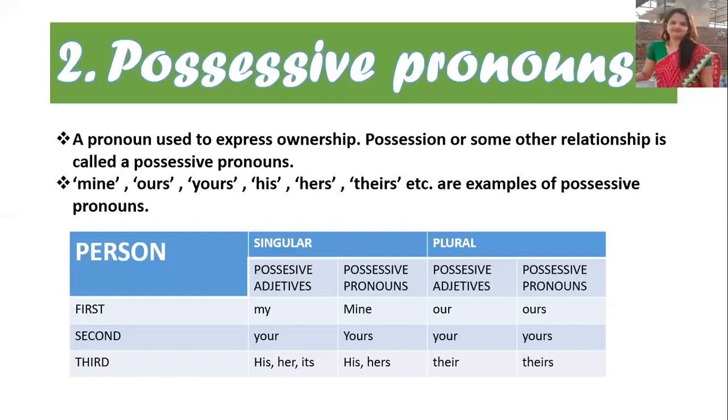Now the next is plural. Plural, you all are aware that plural means many. Okay, plural means many. So if you talk about adjectives, in the first person you will use our, second you will use your, and third you will use their. And if you talk about possessive pronouns, our will change into ours, your will change into yours, and their will change into theirs. Okay. These are a few rules of possessive adjectives and possessive pronouns.